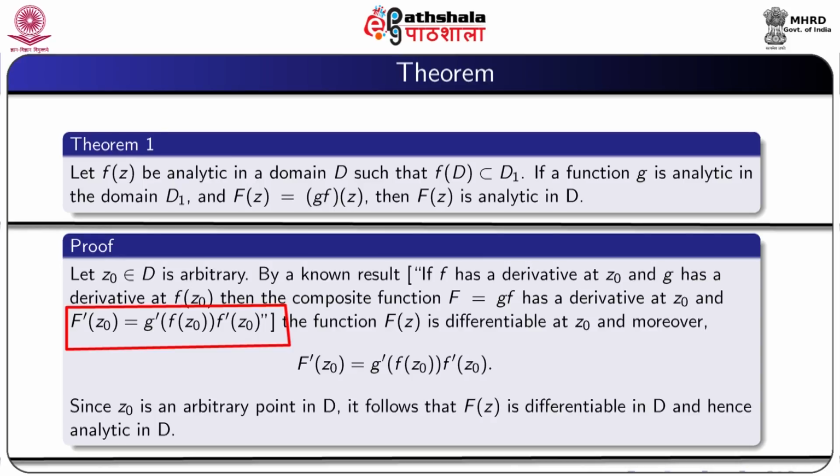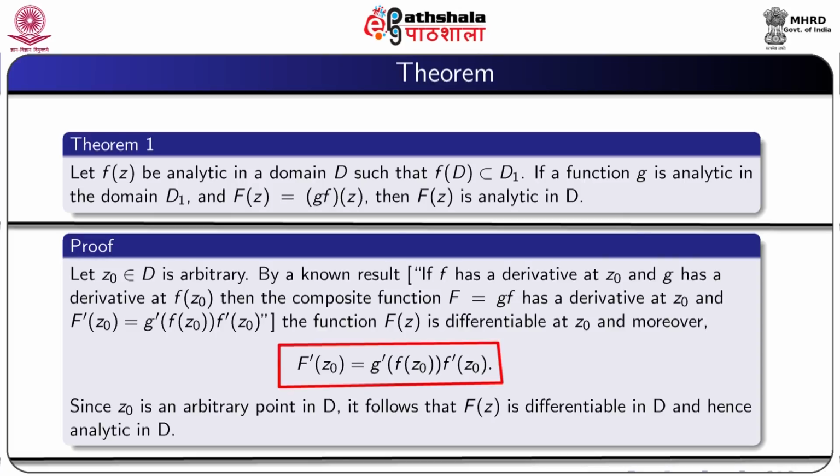By this result, we see that the function F(z) is differentiable at z0 and moreover F dash z0 is equal to g dash f of z0 into f dash z0. Since z0 is an arbitrary point in D, it follows that F(z) is differentiable in D and hence it is analytic in D.